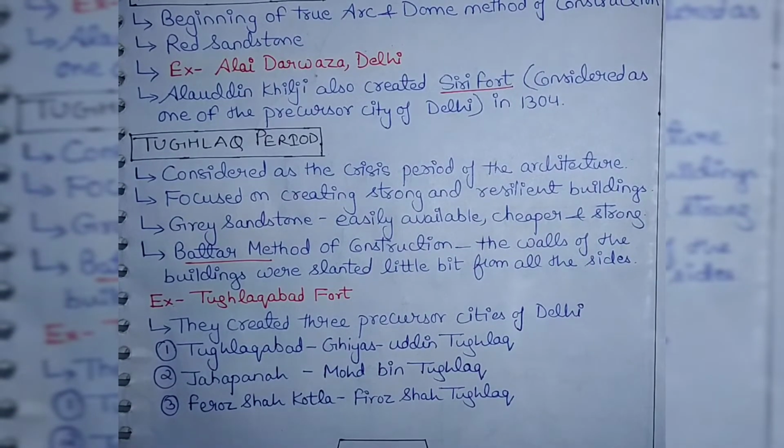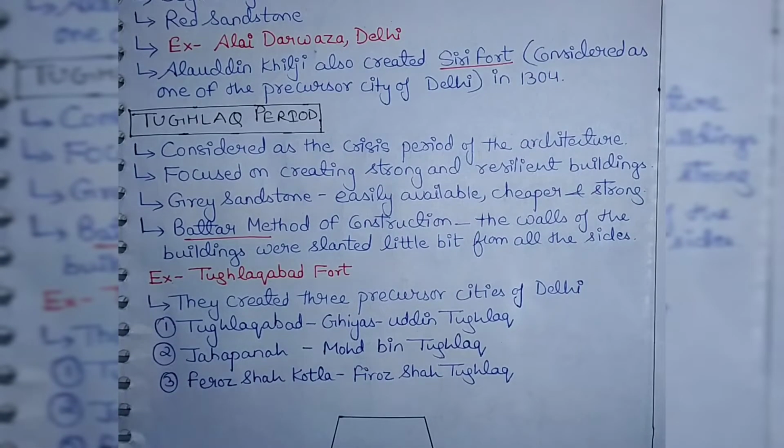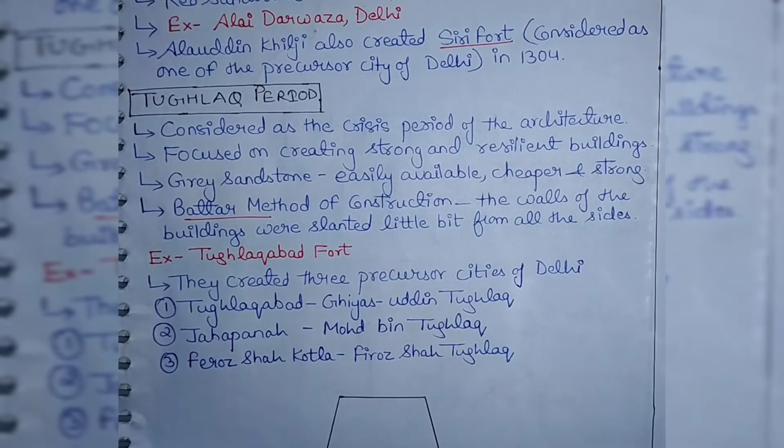So this period was considered the crisis period of architecture because they did not focus much on beauty. They focused on creating strong and resilient buildings. Resilient means buildings which can resist natural calamities and all. Grey sandstone was used instead of red because it was easily available, cheaper and strong. Batter method of construction was used.